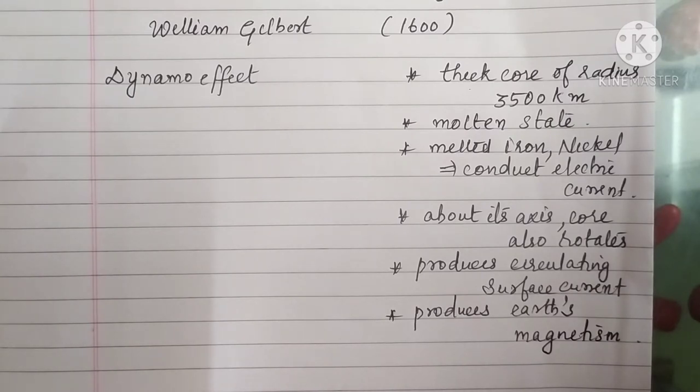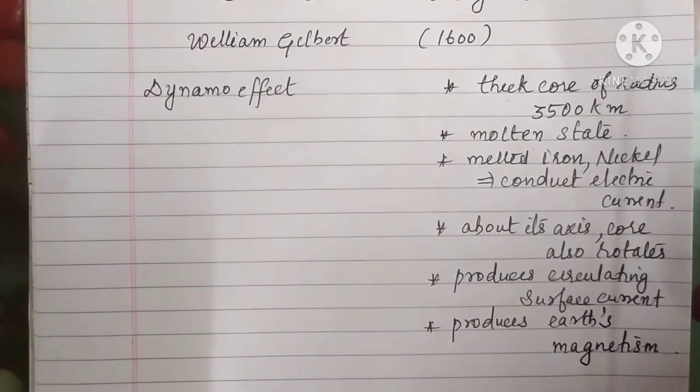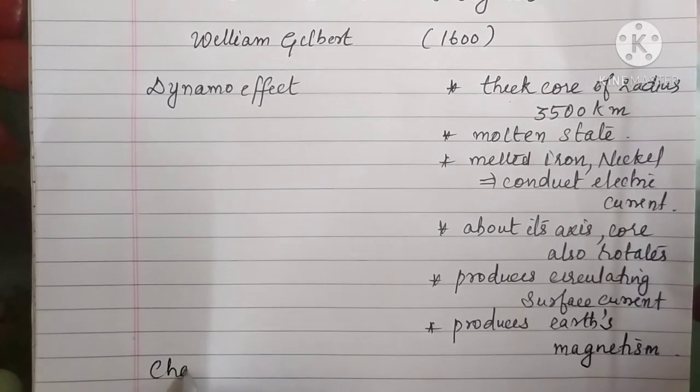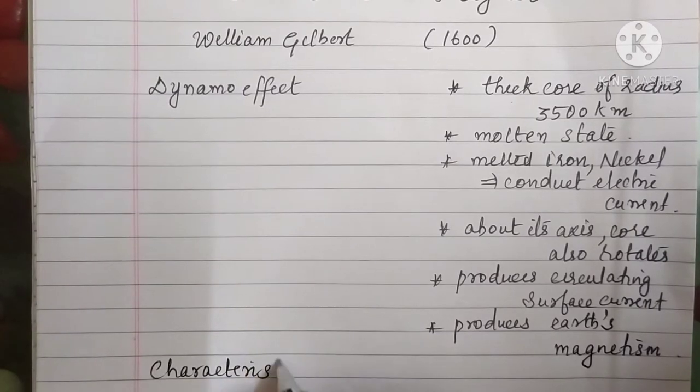There is a thick core of radius 3500 kilometers, and this core is in the molten state. It consists of melted iron, nickel and many other minerals which are able to conduct electric current. When the Earth rotates about its axis, the core also rotates. As a result of the rotation, it produces a circulating surface current, and finally it produces its magnetism. To a certain extent, this dynamo theory could explain its magnetism. You should be aware of the characteristics of its magnetic field, so next we will move to the characteristics of the Earth's magnetic field.